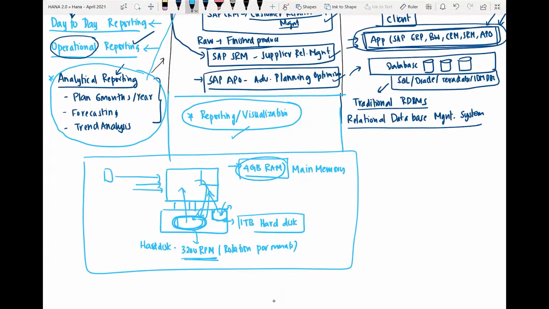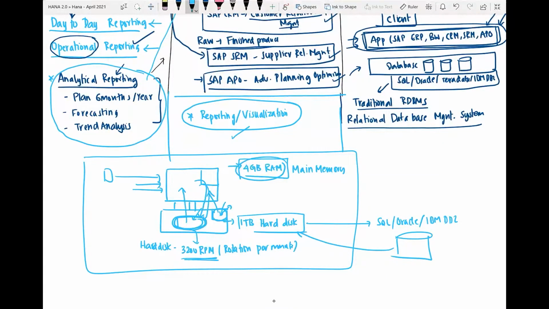Now, SAP looked at this as an opportunity and said, all traditional databases like your SQL Server, your Oracle, your IBM DB2 run their databases like a traditional hard disk. So think that SQL Server, Oracle, and IBM DB2 are running on mechanical devices.